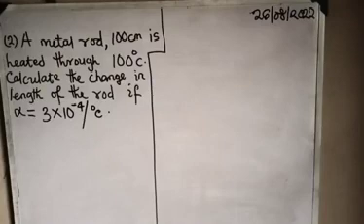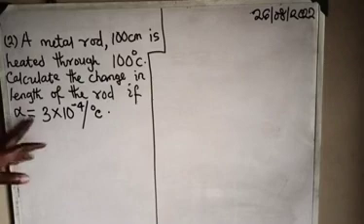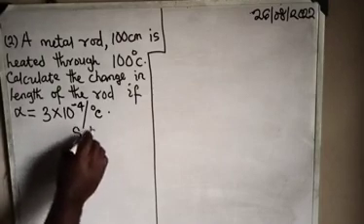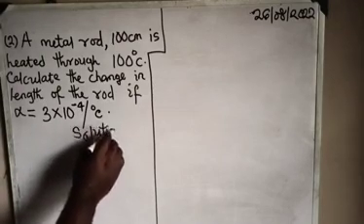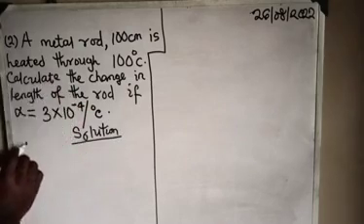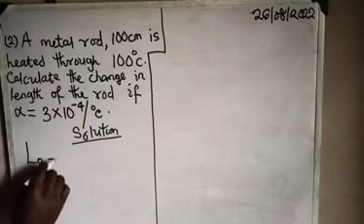Okay, this is another question. A metal rod 100 cm is heated through 100 degrees Celsius. Calculate the change in length of the rod if the linear expansivity of the rod is 3 times 10 to the power of negative 4. So let's write out the parameters that were given to us. What is the original length of the metal rod? That's our L0 is equals to 100 cm.